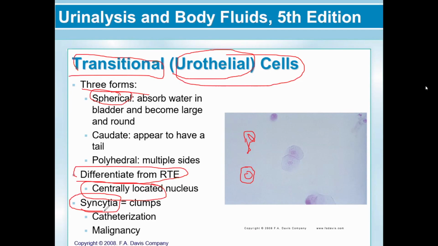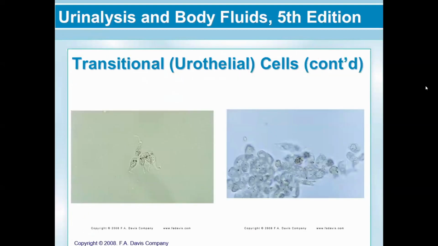Or in patients that underwent catheterization. So again, for your transitional urothelial cells, it may not be significant. Okay? But when seen in large amounts, it may be caused by a malignancy. Okay? So here, we have the presence of urothelial cells.